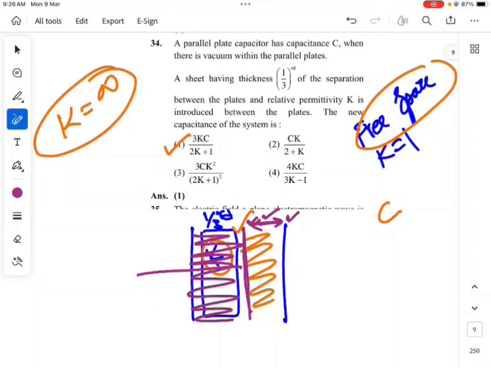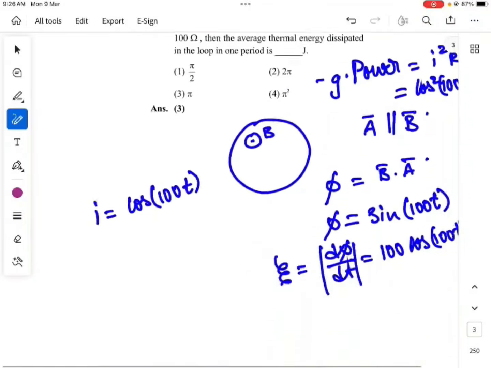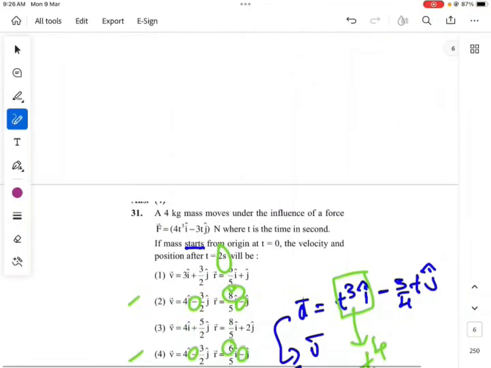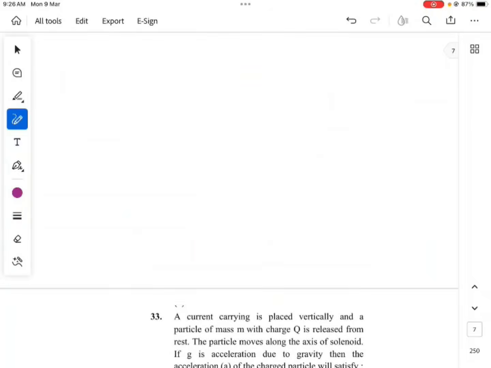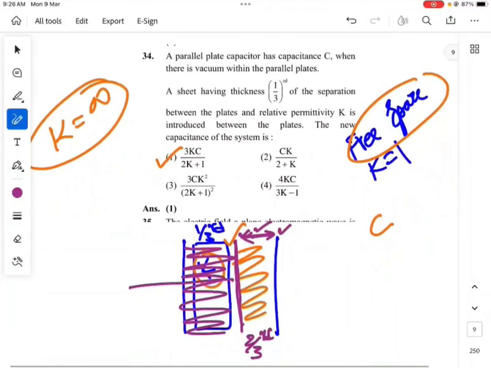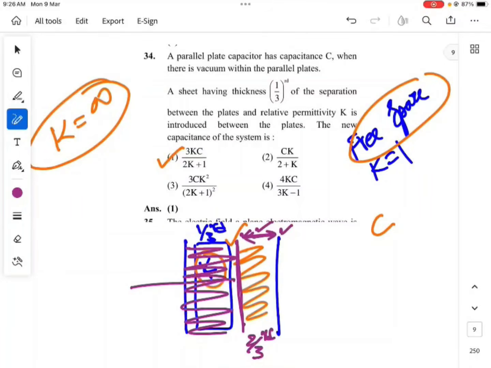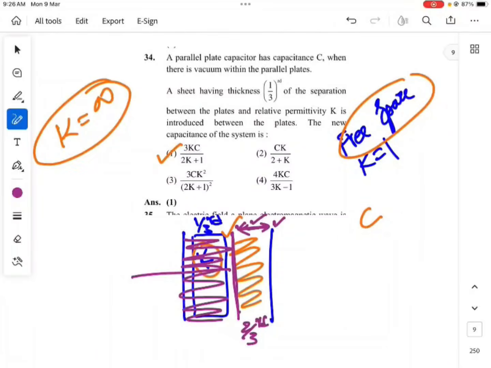Now if you assume like that, that is 2 by thirds length, 2 by thirds length is there as free space. Now find out with K equal to infinity. K tends to infinity you're supposed to put, not just directly substitute K equal to infinity.